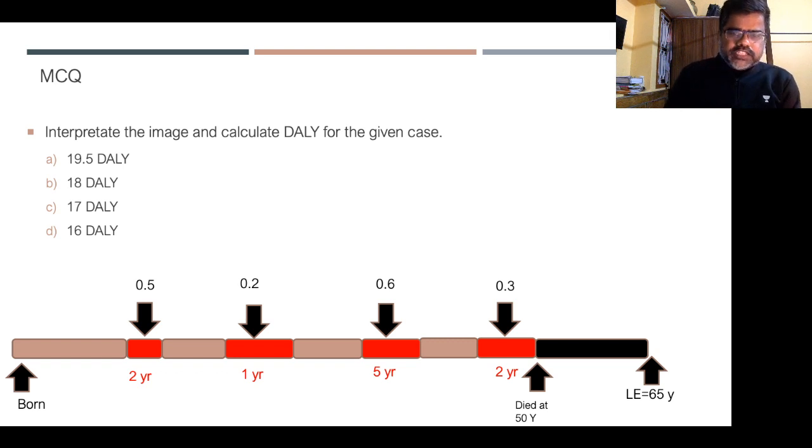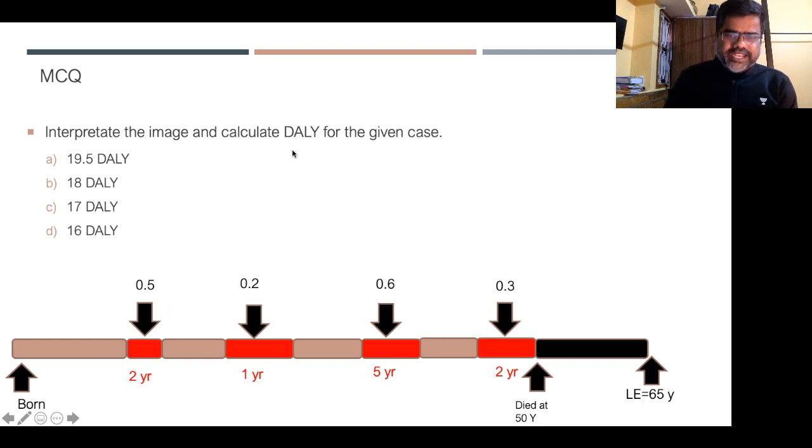Now let me explain this. What is DALY? DALY is disability adjusted life years. The picture shows that a child is born and lives in perfect health. After a certain period of time, he suffers from a disease, so he is in a morbid condition, for example for 2 years, and the disability weight is 0.5. Then he lives in perfect health. Again, the child is sick, and the disability weight is 0.2, for 1 year. The red bars show the sick periods, and the disability weight is given. Normally, the life expectancy was 65 years. It was expected that the person would live 65 years, but the person died at 50 years.